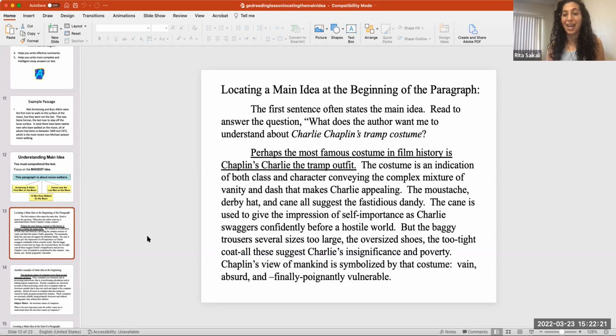Perhaps the most famous costume in film history is Chaplin's Charlie the Tramp outfit. The costume is an indication of both class and character, conveying the complex mixture of vanity and dash that makes Charlie appealing. The mustache, derby hat, the cane all suggest the fastidious dandy. The cane is used to give the impression of self-importance as Charlie swaggers confidently before a hostile world. But the baggy trousers, several sizes too large, the oversized shoes, the too tight coat, these suggest Charlie's insignificance and poverty. Chaplin's view of mankind is symbolized by that costume: vain, absurd, and finally, vigorously vulnerable.